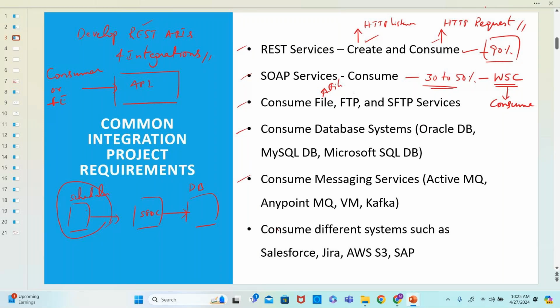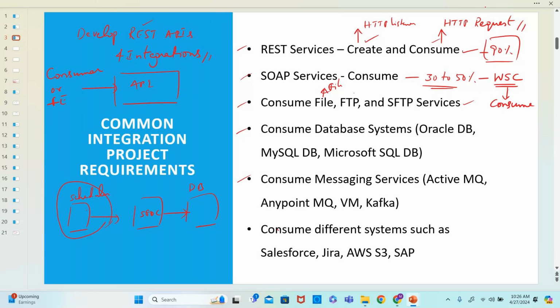Exactly. Now another common integration requirement is database. See, for example, maybe you need to insert some data into a database, or to select some data and then do some processing on it and again update some other system. These are the common requirements most of the time. Okay, for this we have a database connector. Already we know, right, there is a database connector. With the help of that database connector, you can connect to different databases. Exactly, like a MySQL DB or Oracle DB or Microsoft SQL DB. And there are some other different DBs also.